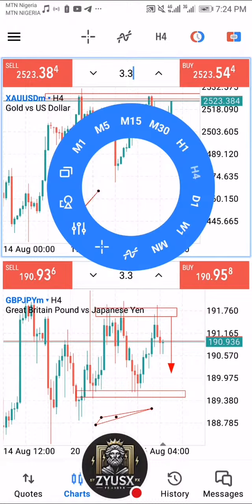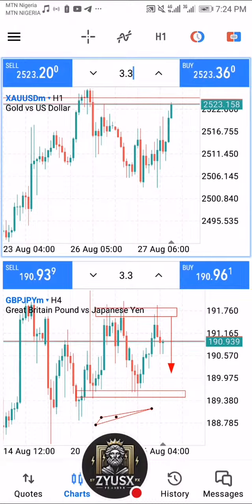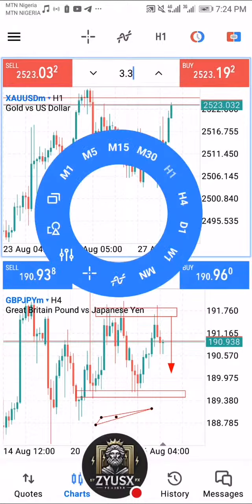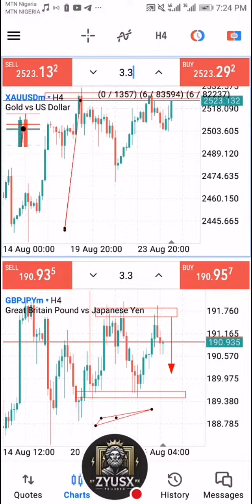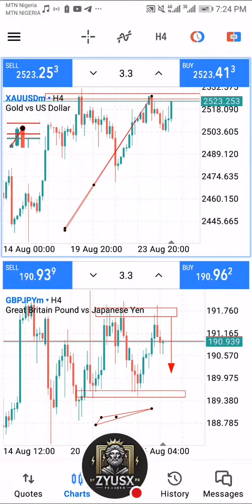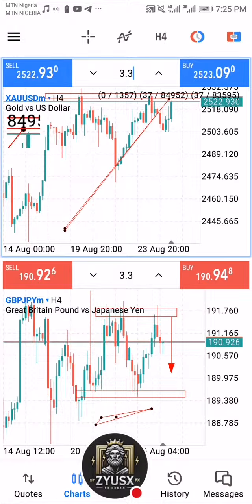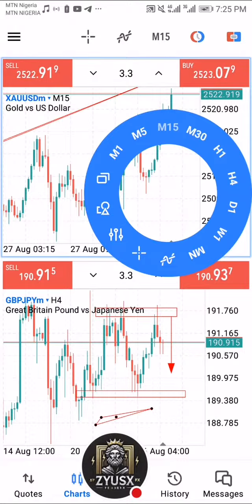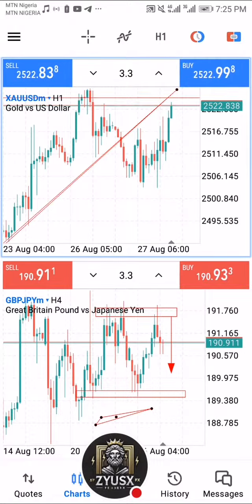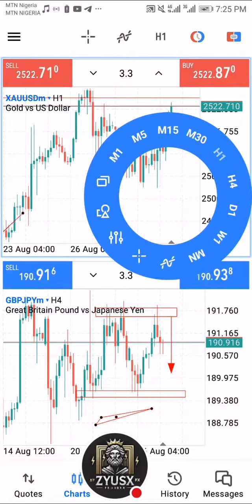So price is almost at the level. Remember, we want price to push deep into the level, something like this from the left. You don't want to be selling now. Wait for price to still push a little bit deep into the level before we can scale down to our 15 minutes or 5 minutes, I don't know your entry time frame, to see if we can get a selling opportunity. So we are still waiting.